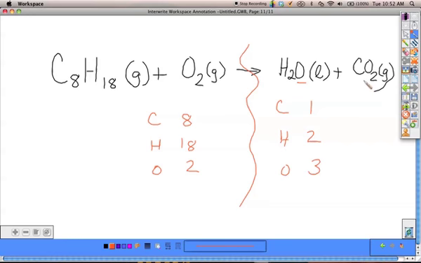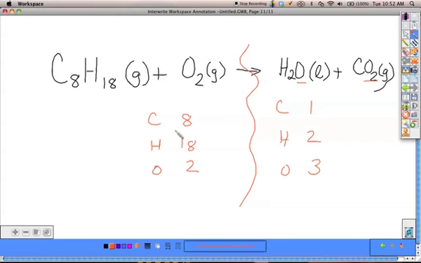Yes, I've got it in 2 parts, here and here. 2 plus 1 is 3. This is why we said we're going to leave hydrogens and oxygens for last when we balance. It's because of situations like this where it gets a little bit trickier. I've got it in multiple places, and I don't like dealing with it when it's like that. So I'm going to save that oxygen for last.